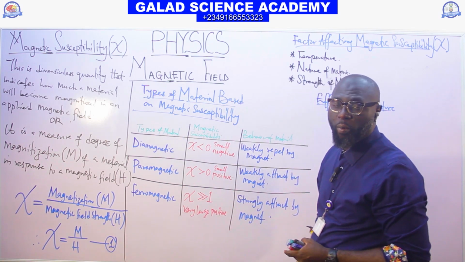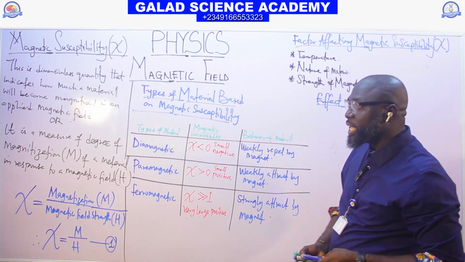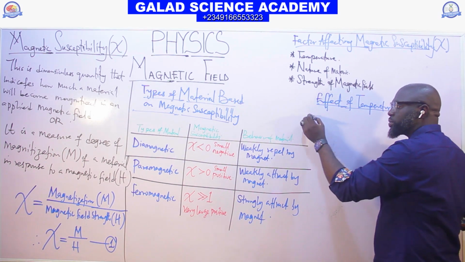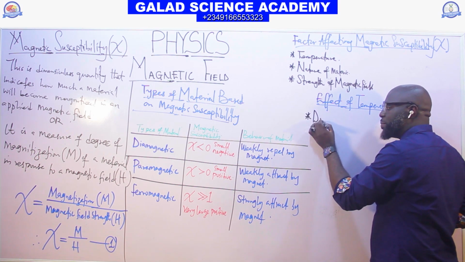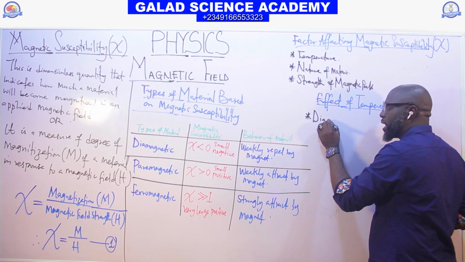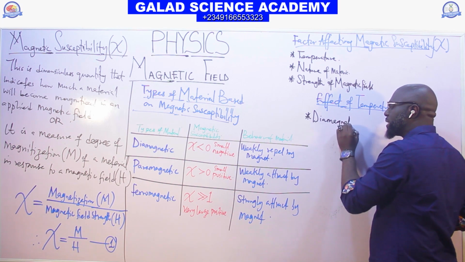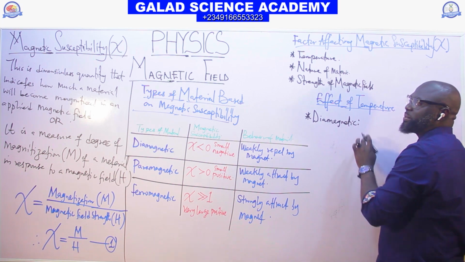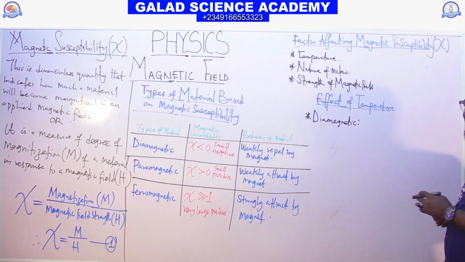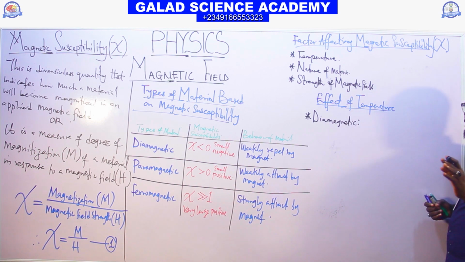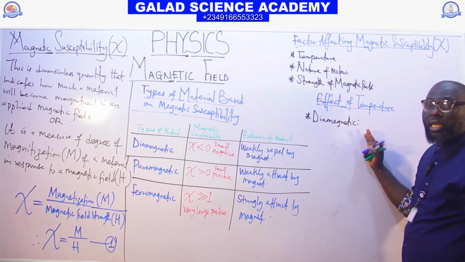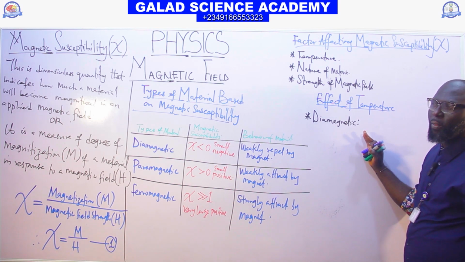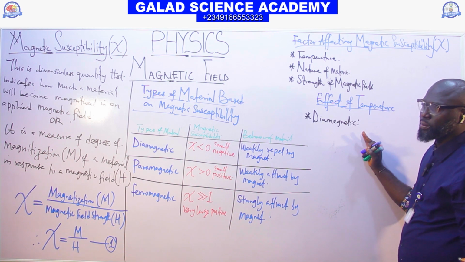ferromagnetic materials. The first one is the effect of temperature on diamagnetic material. This diamagnetic material has nothing to do with temperature. That is, it's independent of temperature change.